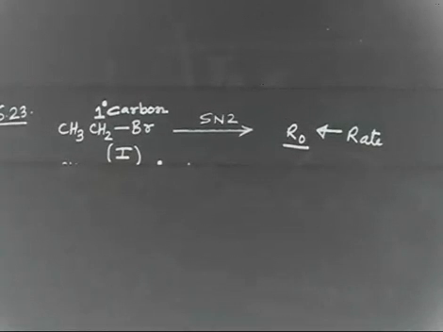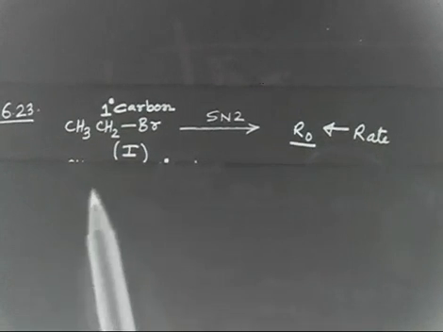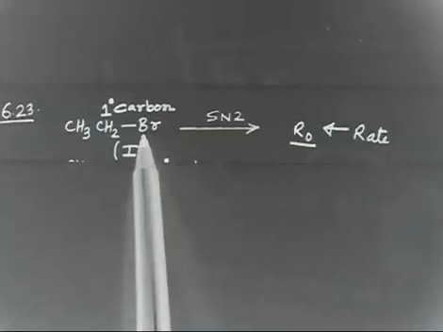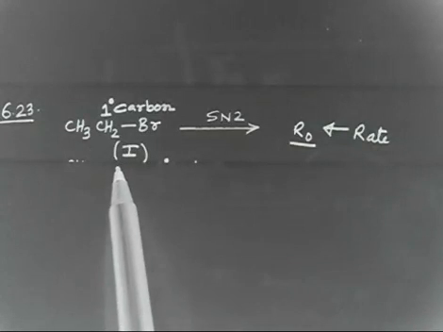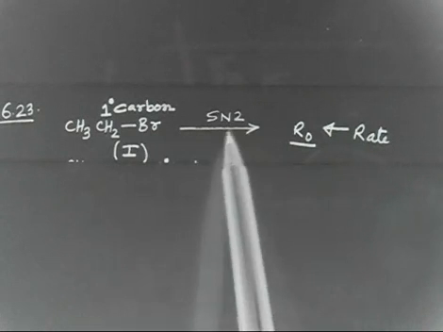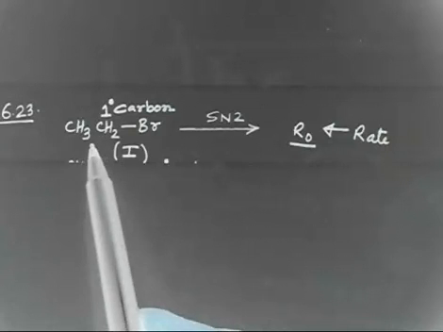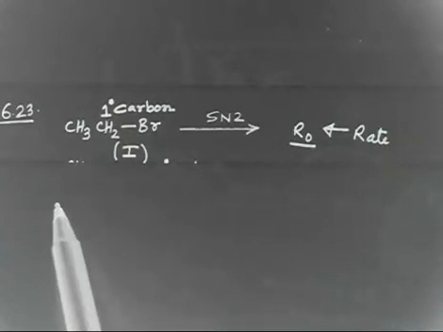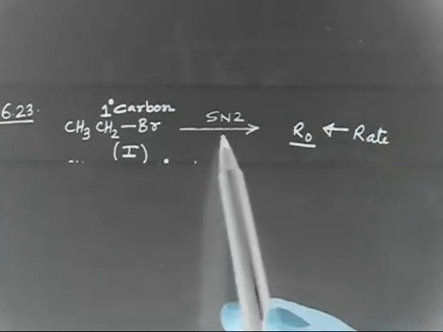Let us discuss this reaction. This is something to do with the SN2 reactivity, the rate of SN2. So I have a compound CH3CH2Br, that is ethyl bromide. Let us call this compound 1. If I do an SN2 reaction on this compound, it will happen because the carbon that is connected to the leaving group is a 1 degree carbon. So this carbon is a 1 degree carbon. Now I can have an SN2 reaction.